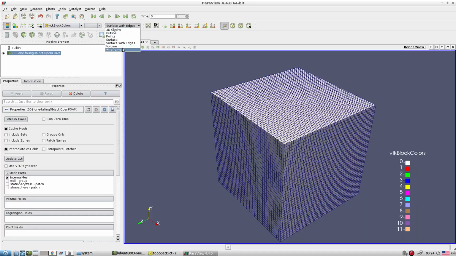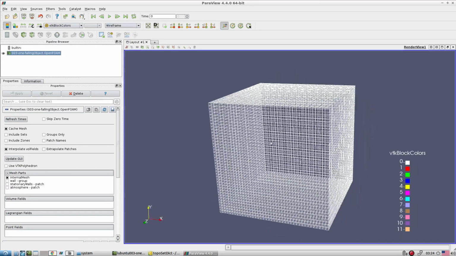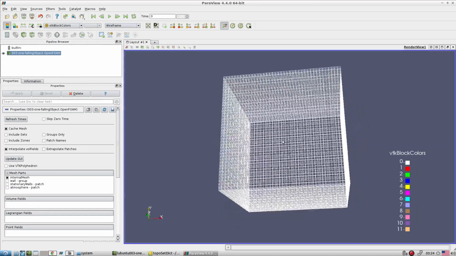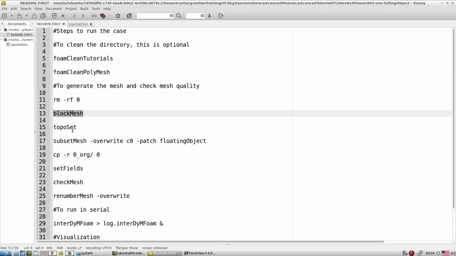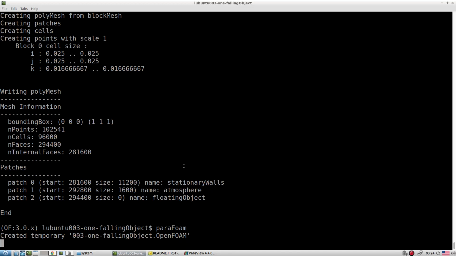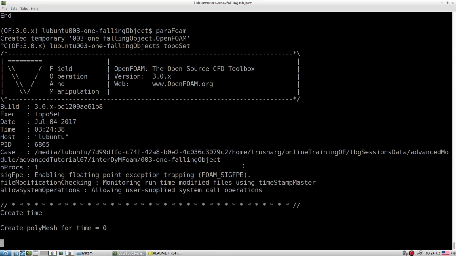Within this domain we construct a small portion, and we say invert it. That means we say c1 invert. It tries to delete whatever cells are within that c1, and gives us only the surface of that particular 3D box. That is what is going to happen. So let's run the topo set and have an idea. Here is the topo set command.